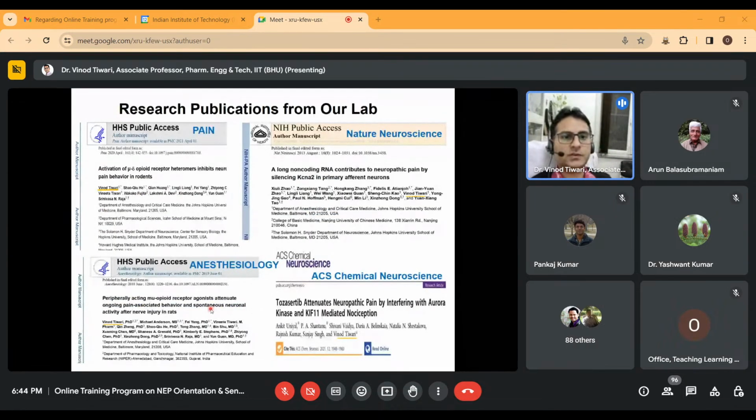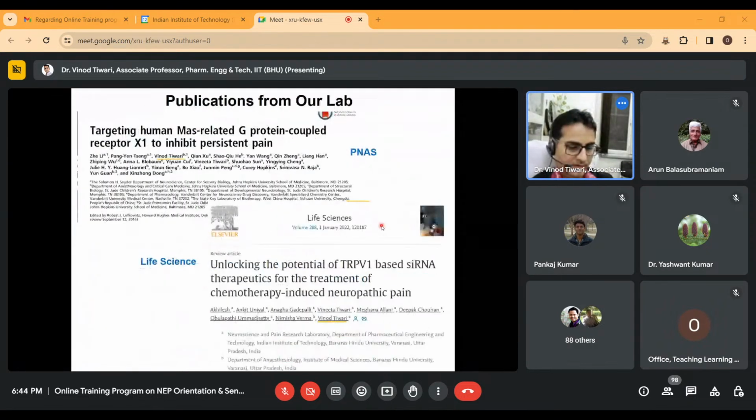These are some of the publications from our lab, which have been published in good journals like Nature Neuroscience, Pain, Anesthesiology, ACS Chemical Neuroscience. These are some of the key works in chronic pain neurobiology and development of novel therapies for the treatment of different pain disorders. Then this work was published in PNAS, Proceedings of the National Academy of Sciences. And this is another work on chemotherapy-induced neuropathic pain, which was published in Life Sciences in 2022.